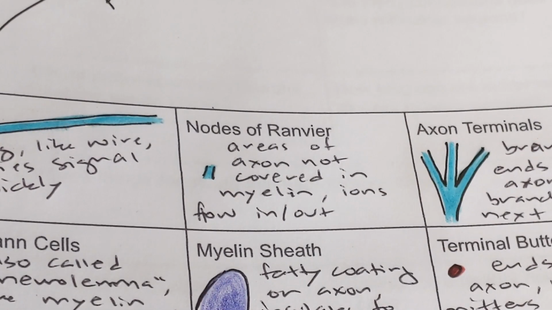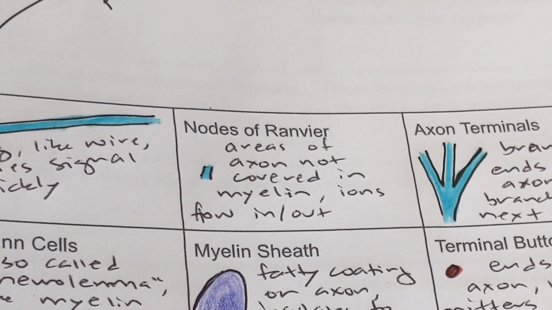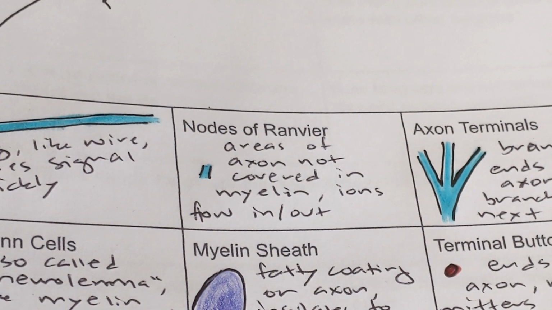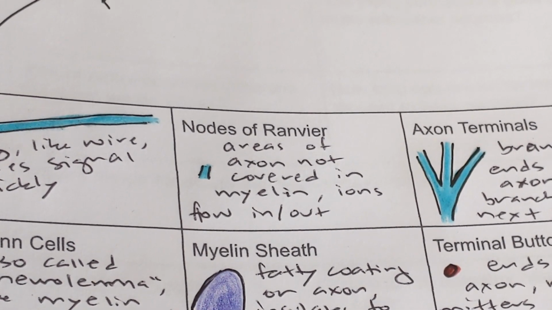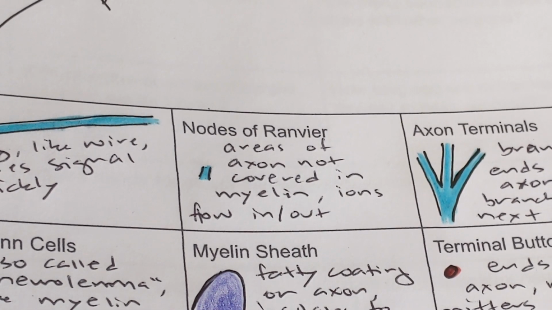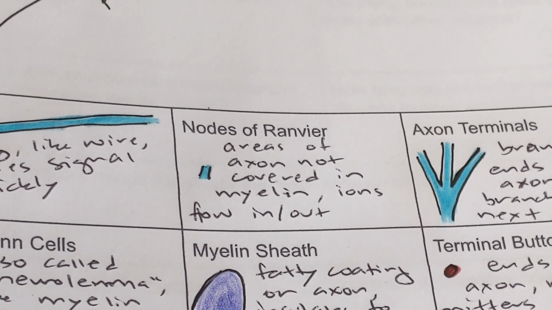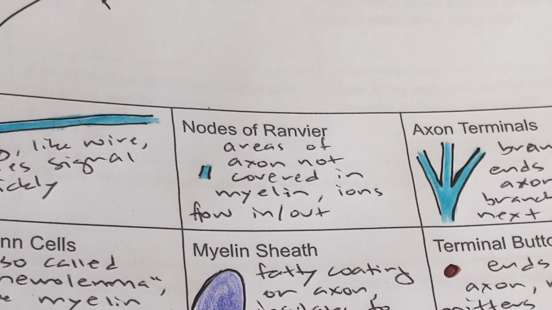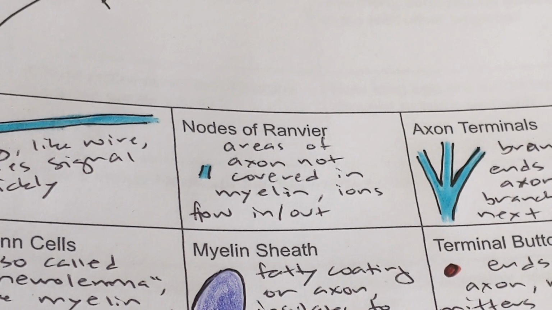The reason for the nodes of Ranvier is you have to have little areas that aren't covered in myelin sheath so that there's some ability for ions to move in and out of the cell. Because wherever the myelin sheath is, it's impermeable. So this is the only area where there's permeability, and ions like sodium and potassium can flow in and out. And that's going to be really important when we learn about action potentials.